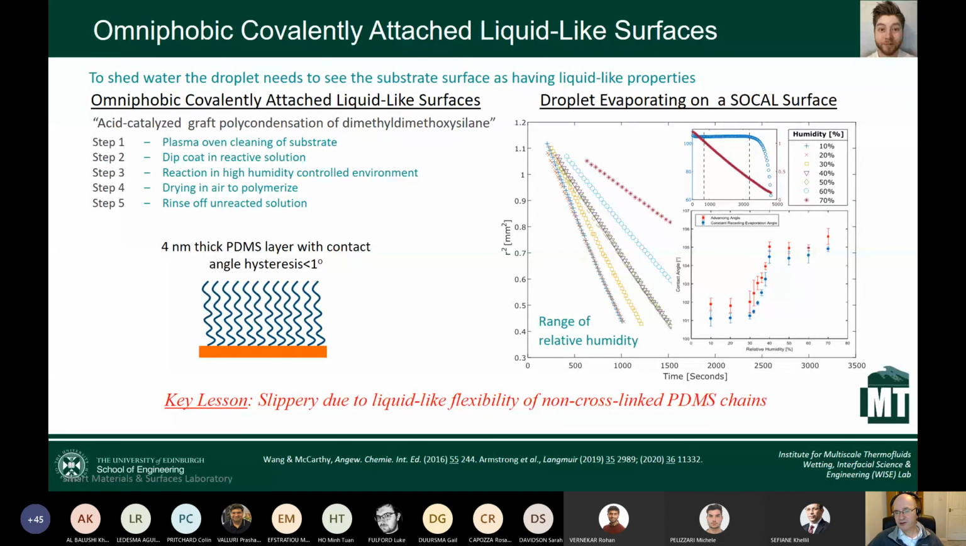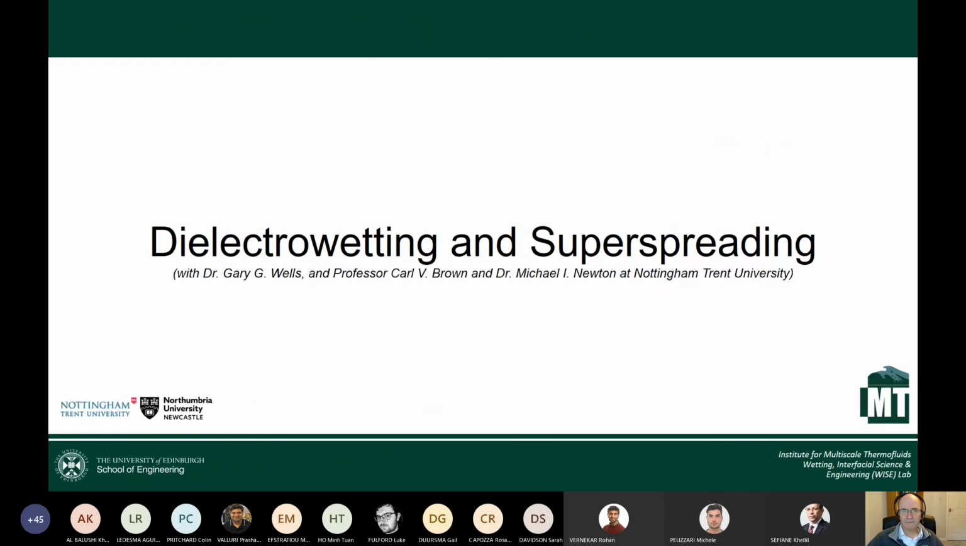So this surface is slippery due to the liquid-like flexibility of non-cross-linked polydimethylsiloxane chains. And it's a robust surface, it's transparent, it's thin, and it's relatively simple to make.